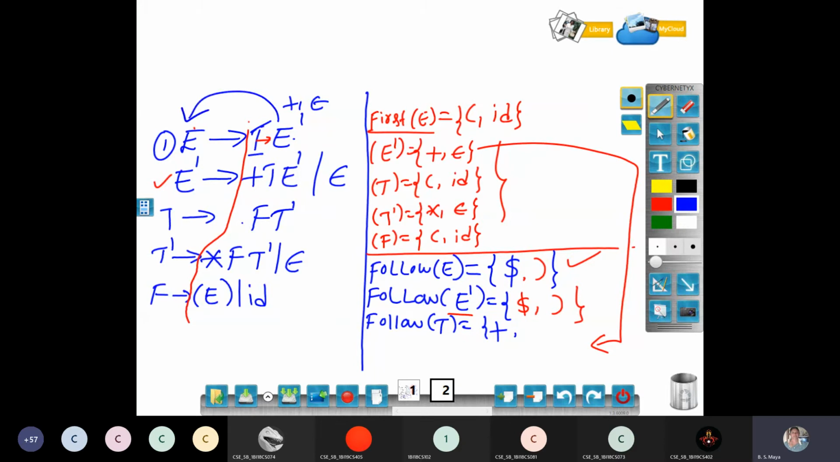What is your follow set of E? Dollar and closing parenthesis. Now did you understand, Likhita, how to write it? Yes, ma'am. Did you understand after writing? Why did you write dollar and close? I am doing follow of T. Not only Likhit, please tell me those who did not understand. I will call that student only. I will explain it.